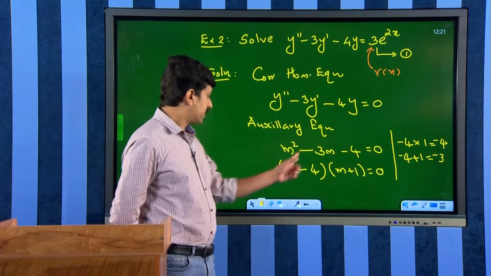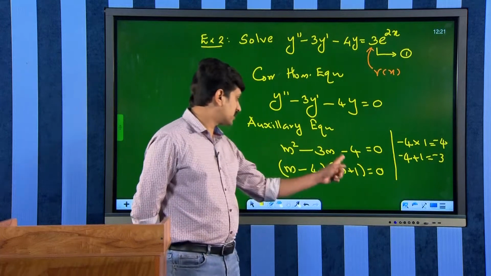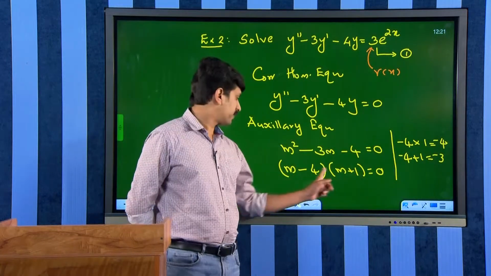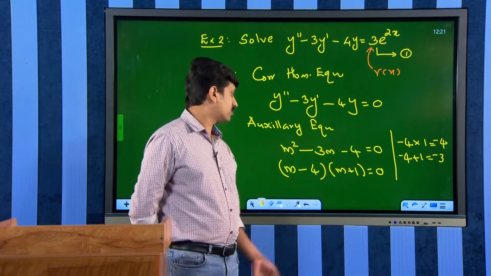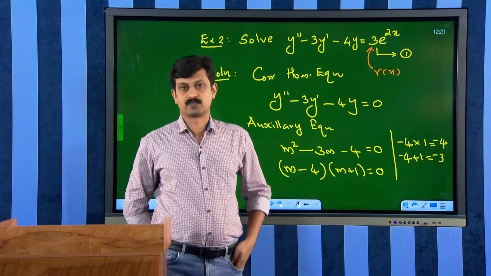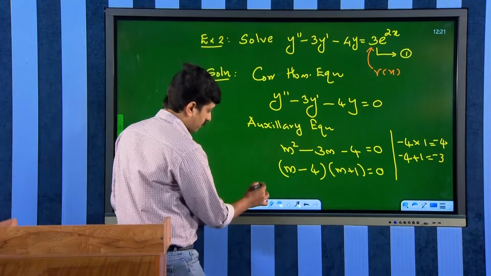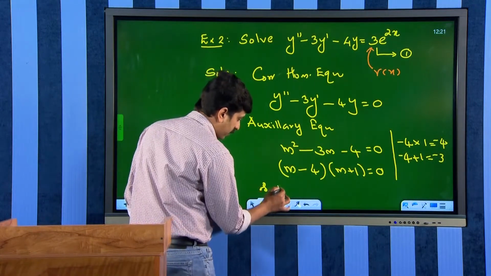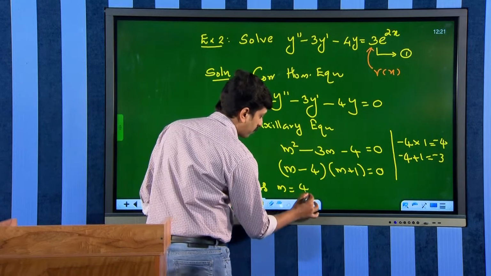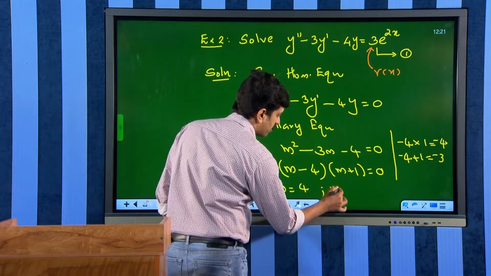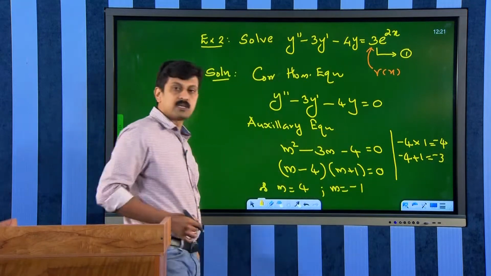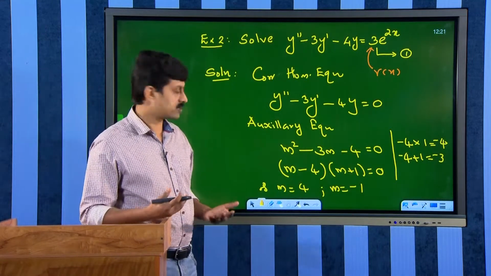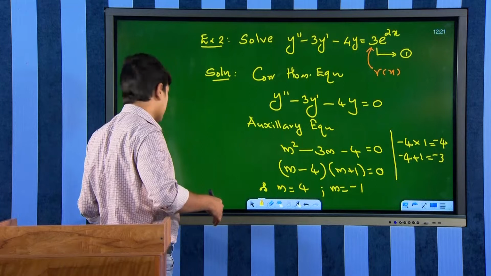Okay. So m square minus 3m minus 4m... that is equal to minus 3m, minus 4 into plus 1, that is equal to minus 4. Therefore, we have the value of m is equal to 4 or m is equal to minus 1. The roots are real and distinct.